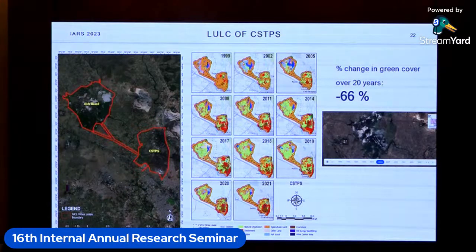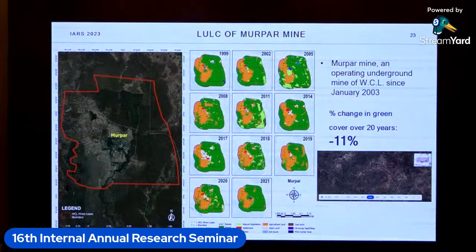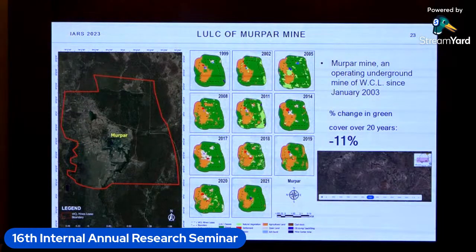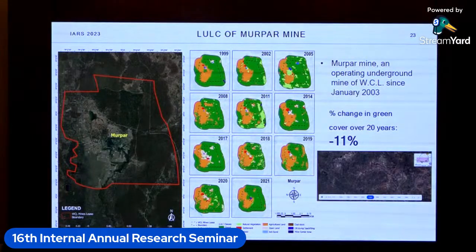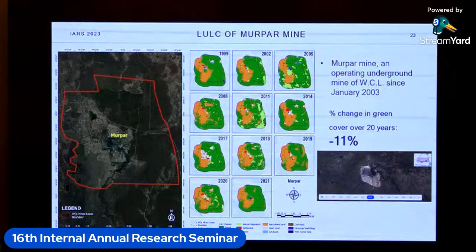We have now our last mine in Kamptee, that is Umred Basin. It is a Mahan mine. It started in 2003 and we have seen a dip of only 11%. And if you see the maps, you will see that there has been an increase in green cover and an increase in open land. Again, the green cover is taking over the open land or settlement area because the plantation work and land reclamation work has been done properly there.